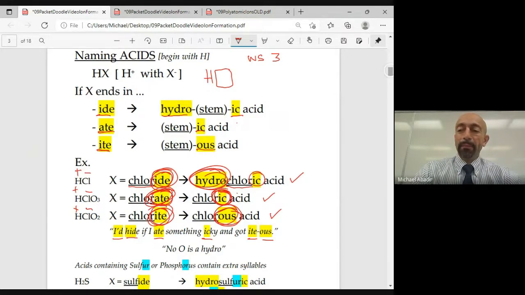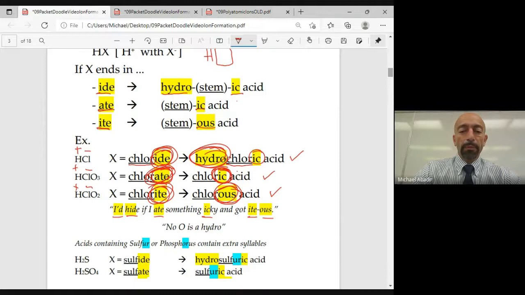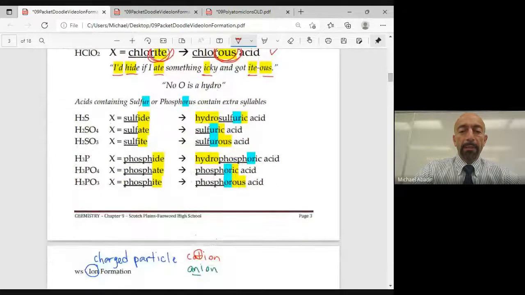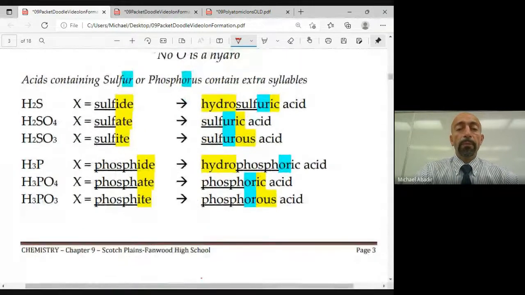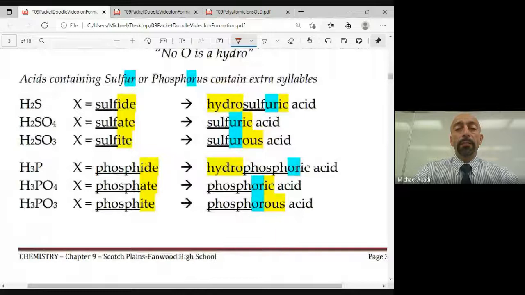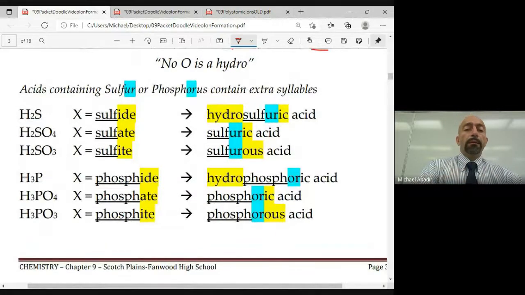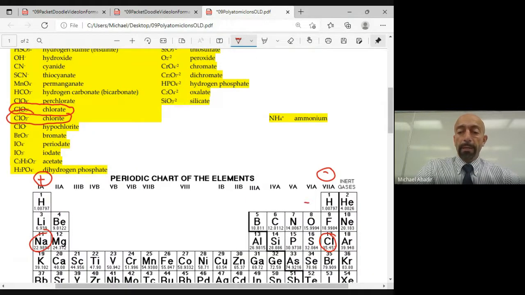That's fine too. So there's a little bit of an exception that we have to talk about that has to do with acids that have either sulfur or phosphorus. Those acids are going to have an extra syllable. So let's say we have H2S. And by the way, this brings up a good point that you can have more than one hydrogen, because remember, hydrogen is +1. Look at sulfur. Sulfur is -2 right here. So because sulfur is -2, it's going to need 2 hydrogens.